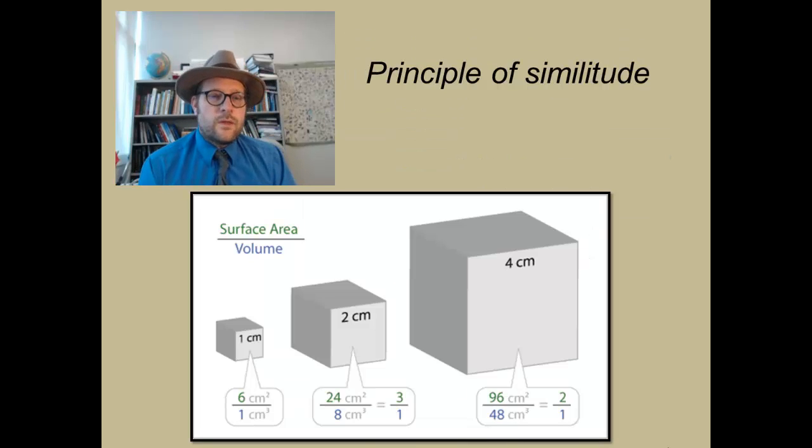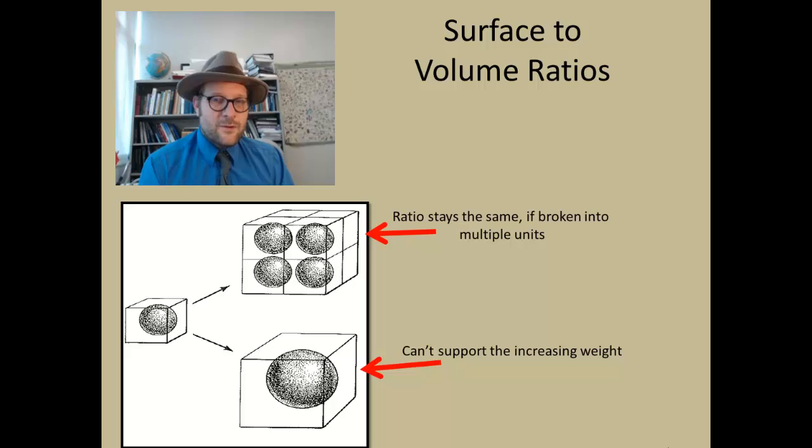A lot of it has to do with a mathematical property that happens in terms of surface area to volume ratios. So let me explain that a little bit better. So the surface to volume ratios change. So if you have little organisms and they all stay little, the ratio stays the same if they're broken into multiple units. But as they get bigger or expand, they may not necessarily be able to support that increased weight or that increased volume that they have to contend with. And so this is one of the reasons why some of these changes can happen as an organism gets larger, is to deal with the functional constraints of that change in surface to volume ratio.